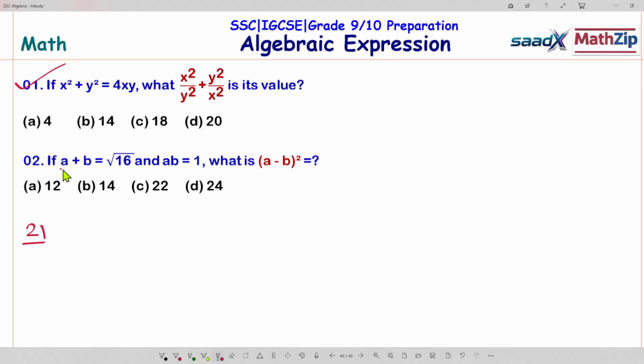If a plus b equals root 16 and ab equals 1, what is a minus b whole square? So first here is given a plus b equals root 16 and ab equals 1, right?